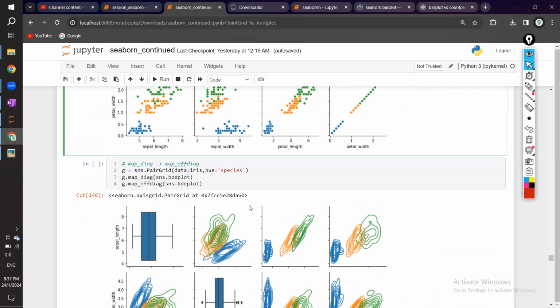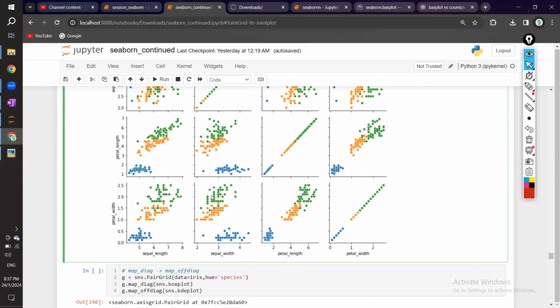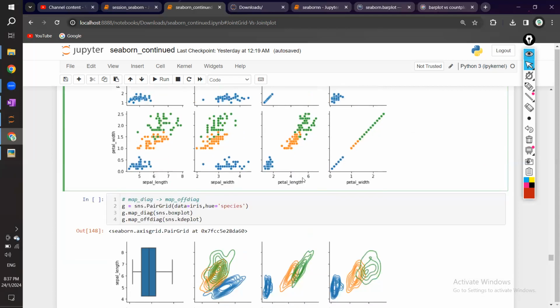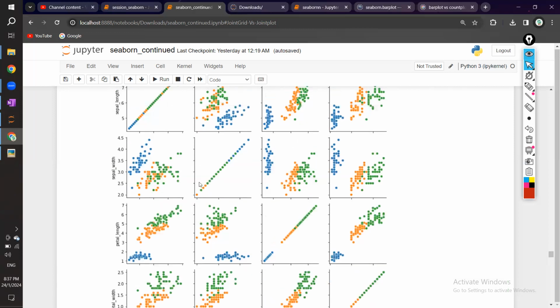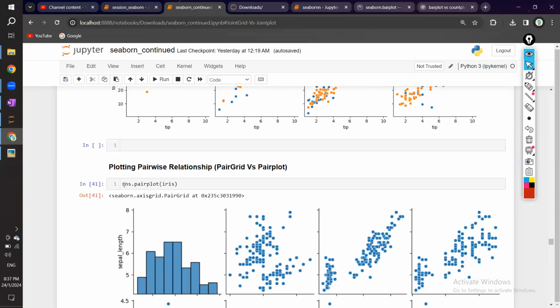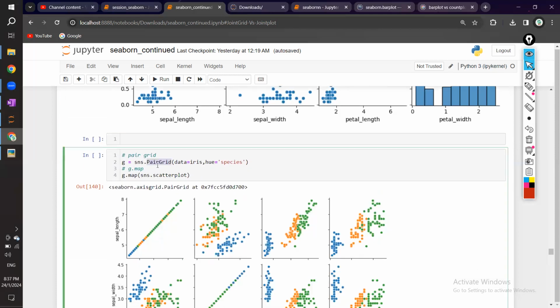After that, there are a few additional parameters with which you can control what type of graphs you draw in this. Let's look at them quickly. Here I am creating a PairGrid. The advantage of creating the PairGrid we are going to see now, because when you use pairplot, we are just drawing the pairplot. That's it. You cannot customize it. But when you use PairGrid, you can do many things.